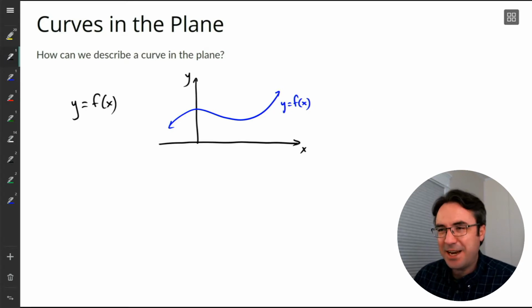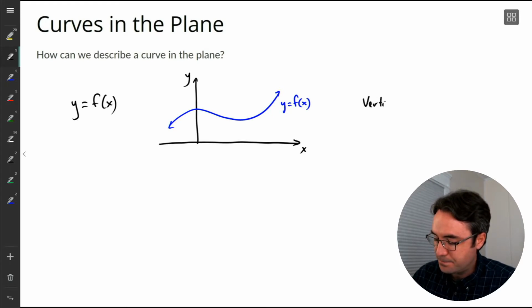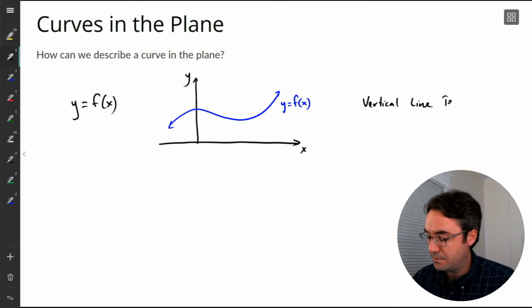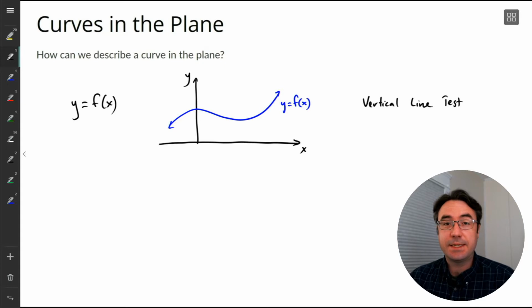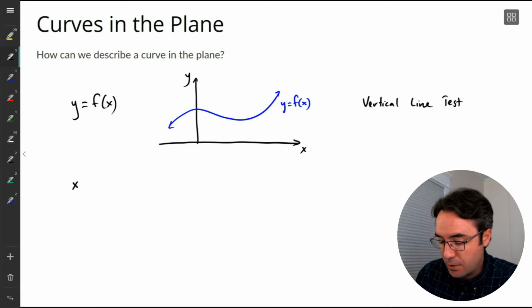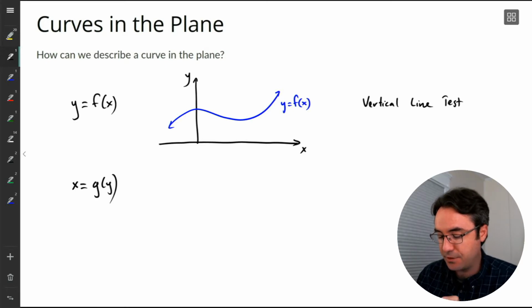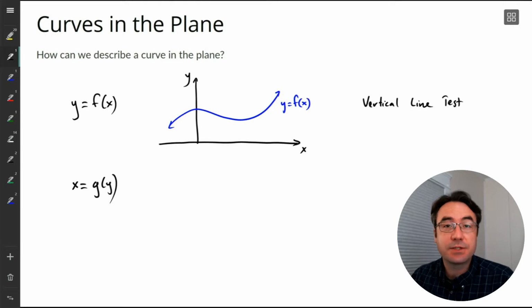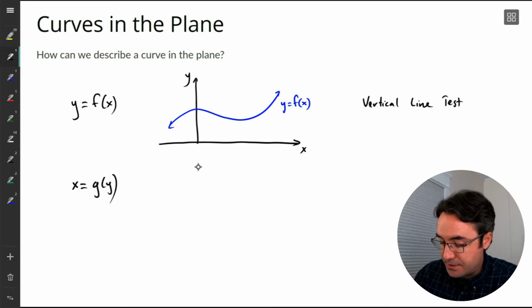So there's a restriction when we think about these types of curves. We can't just draw any squiggle that we want. It might not be a function. If we wanted to get creative, we've sometimes seen functions where it's actually x as a function of y. So y is described as a function of x, and sometimes we have x described as a function of y, so x is equal to a function g of y. And what do these look like?